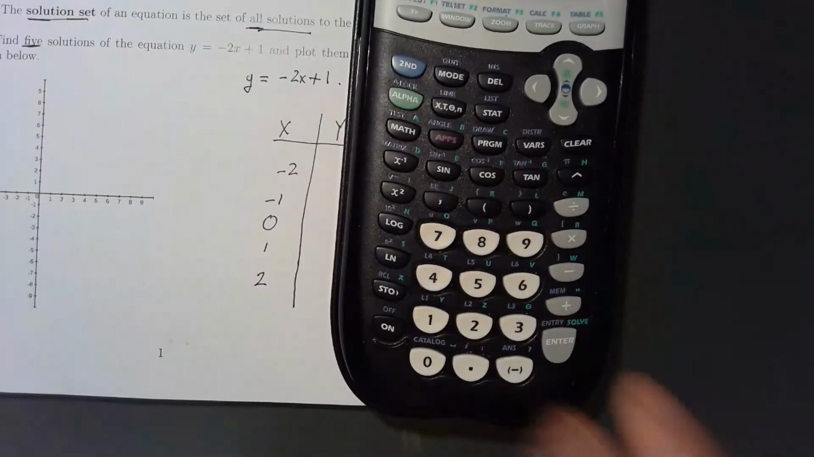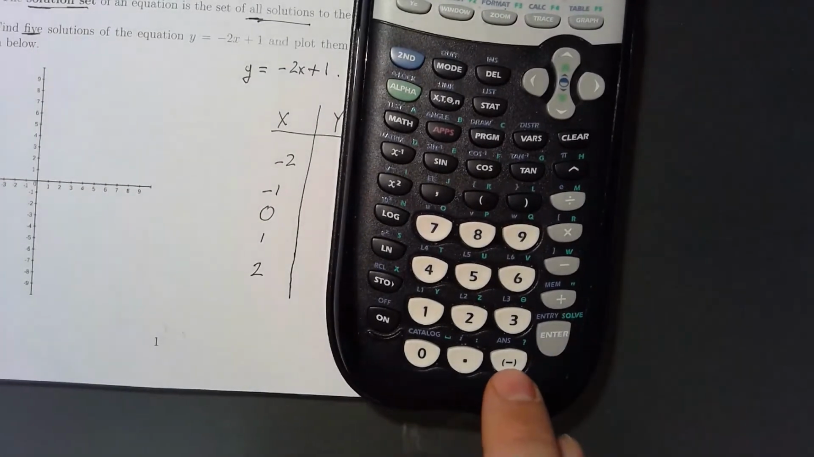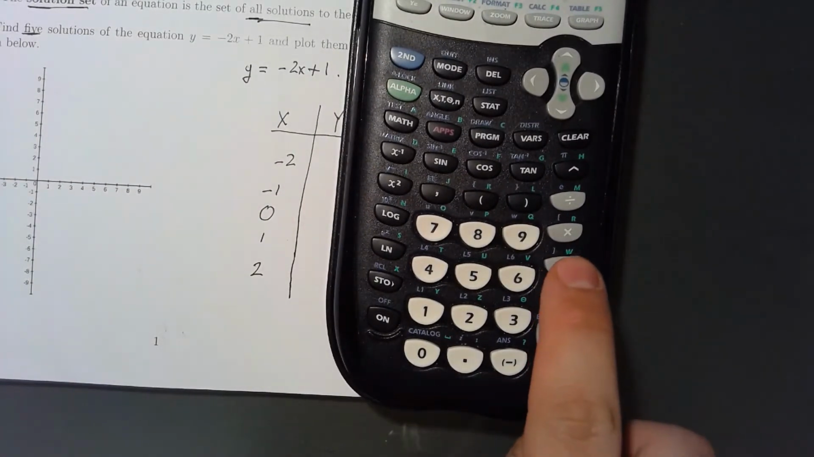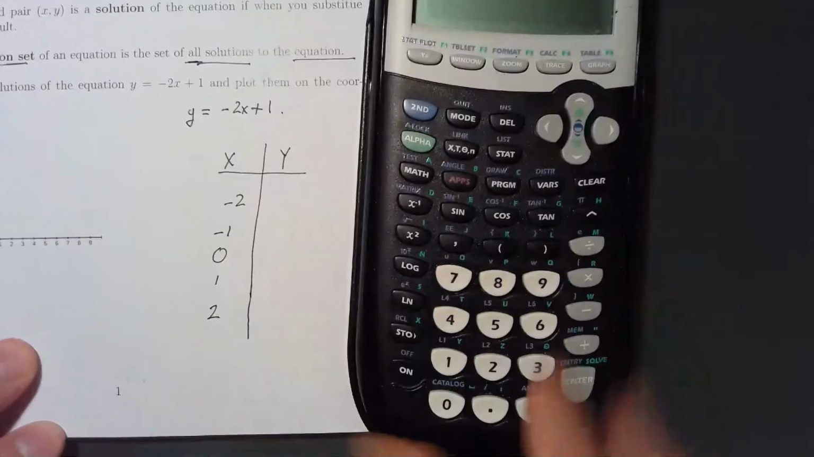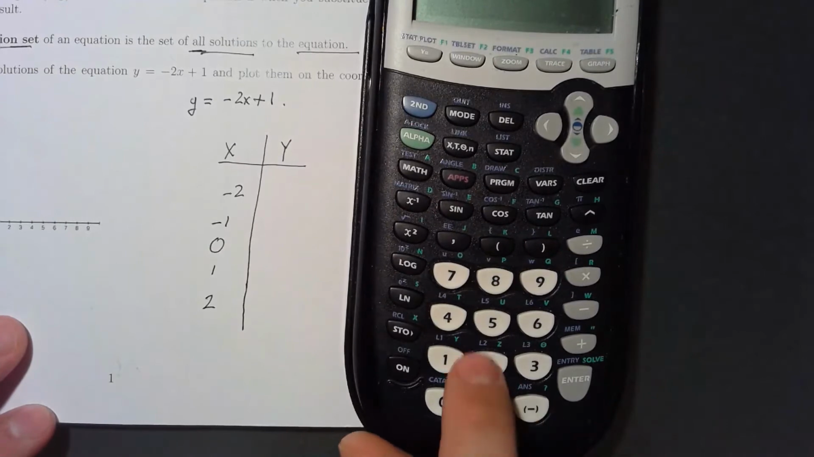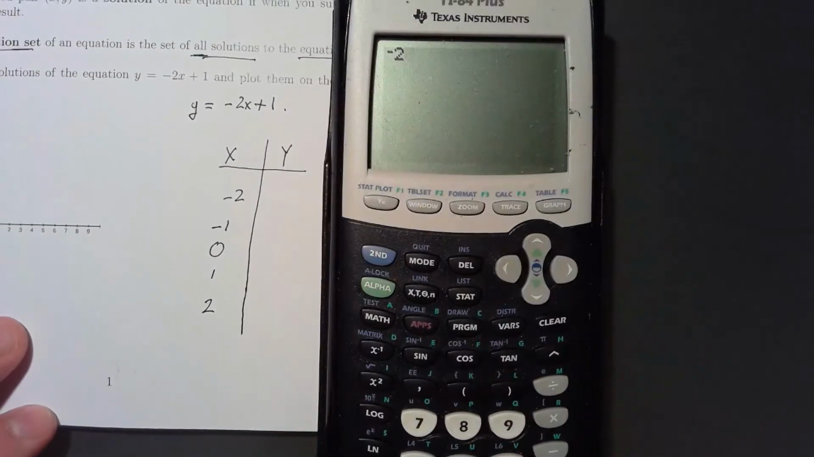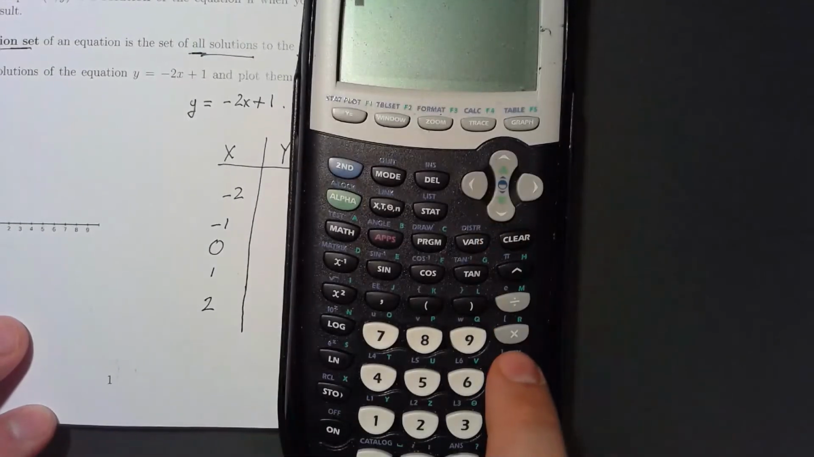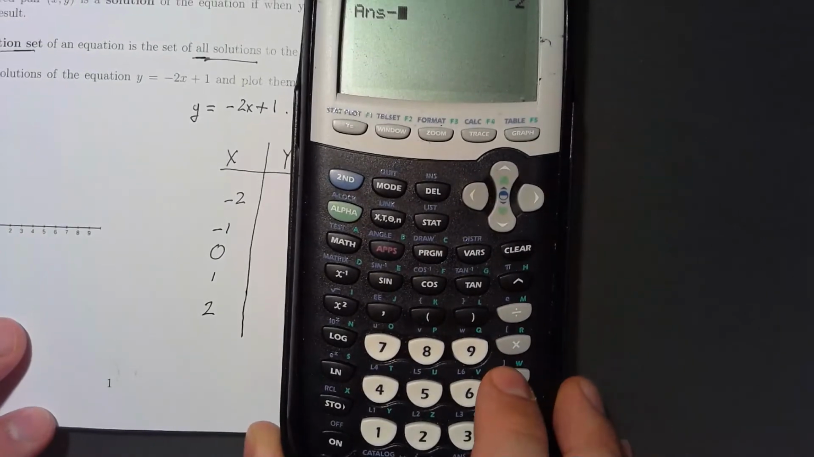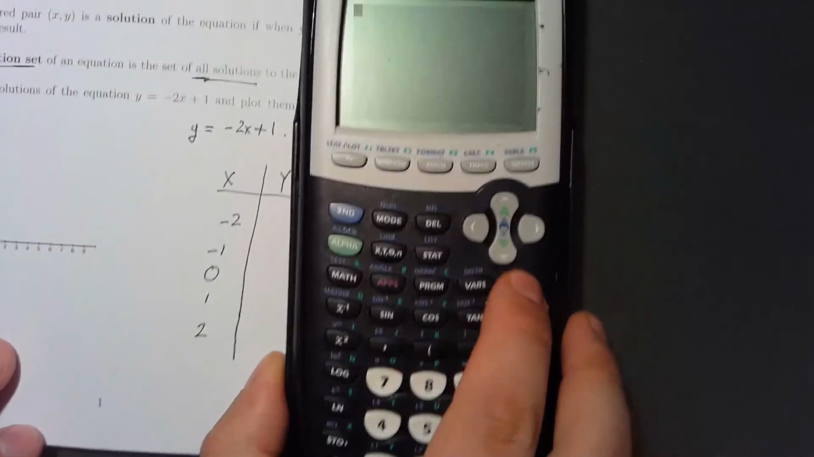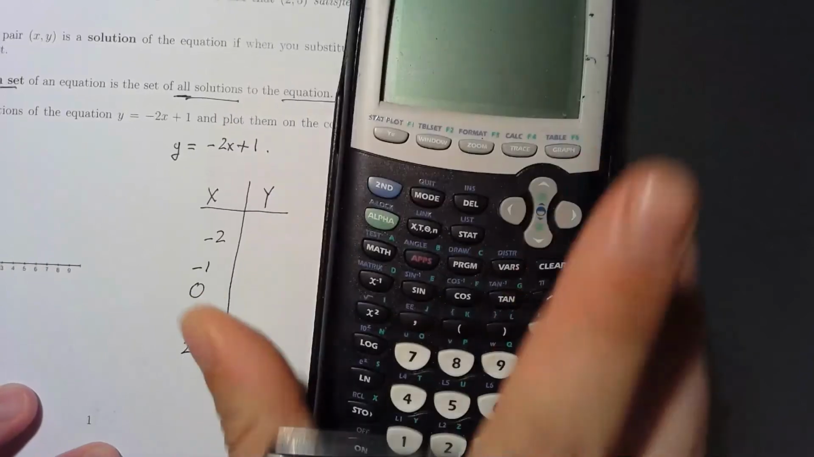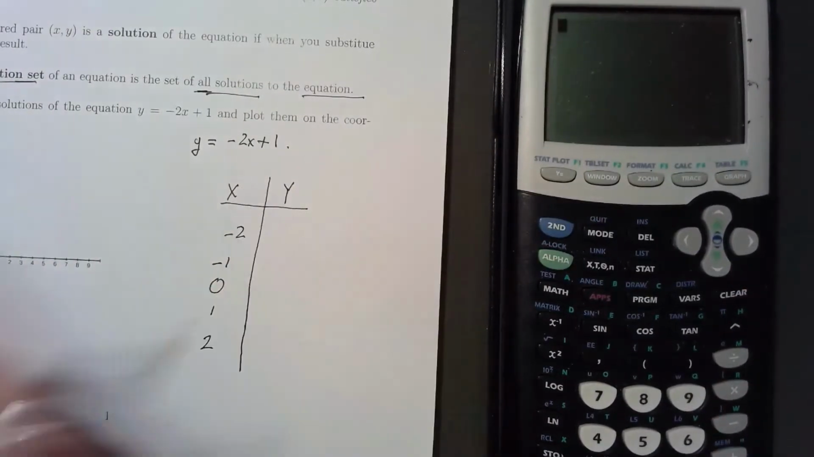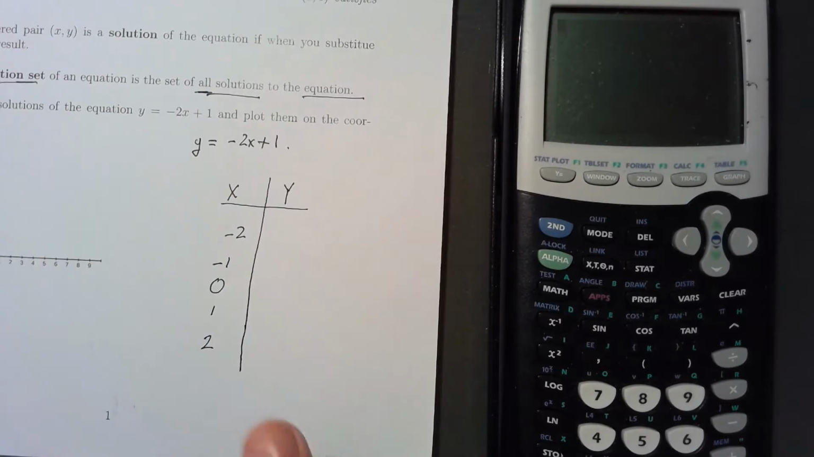Now, in your calculator, I do want to mention this. This right here is the negative symbol. This right here is the subtraction symbol. In the calculator, there's a difference. For example, I'll show you. -2. There it is in the calculator. But if I did that with this symbol instead, and I typed in -2, it's going to treat that as subtraction. It's not the same thing. Just be aware of that. But when you're actually doing the math, negative and minus are the same thing.